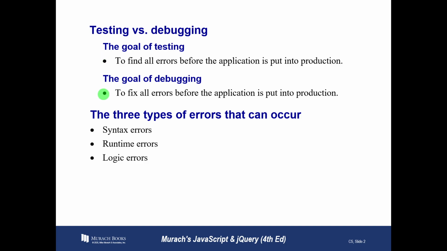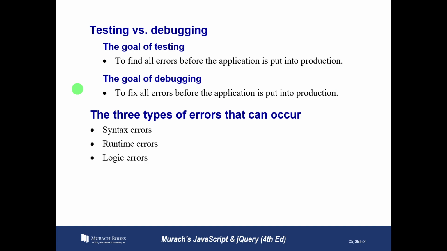The goal of debugging is to fix those errors once we find them before the application gets put into production. Notice both of those: before the application gets put into production. We want to solve our errors then.